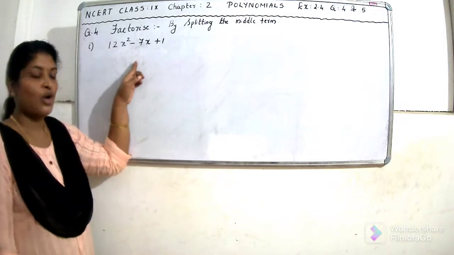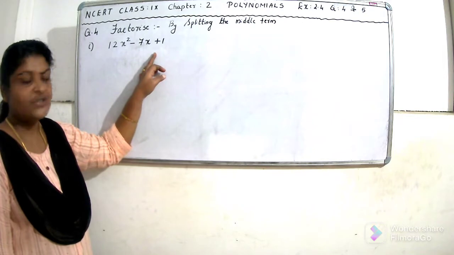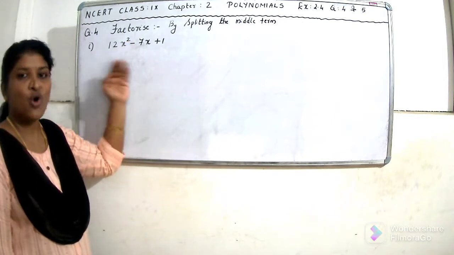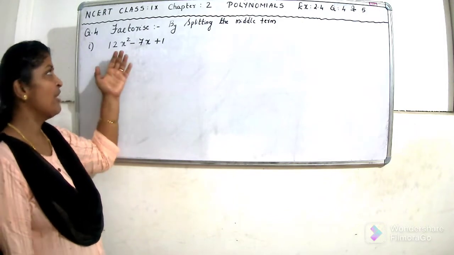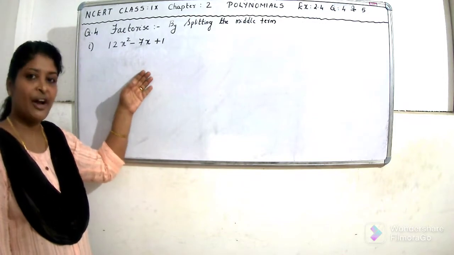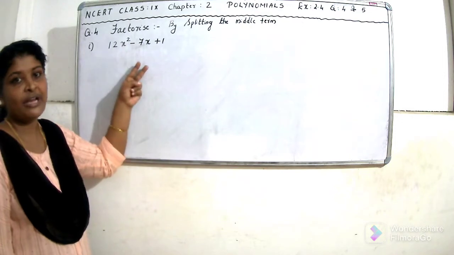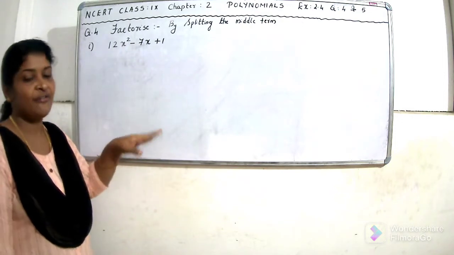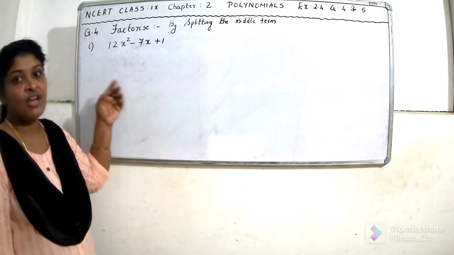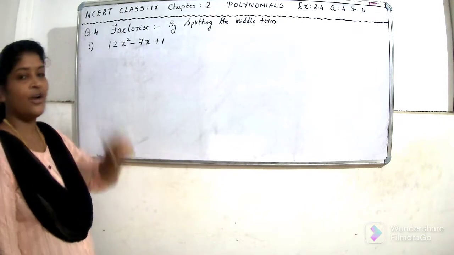Now just look at the polynomial. It has 3 terms and the highest power is 2. So what is this polynomial's name? It is a quadratic polynomial. Whenever we find the factors of a quadratic polynomial, how many factors will we get? We will get 2 factors. The highest power is 2, so we will get 2 factors. If we are factorizing a cubic polynomial, that means the highest power is 3, we will get 3 factors. So here the question gives a quadratic polynomial.